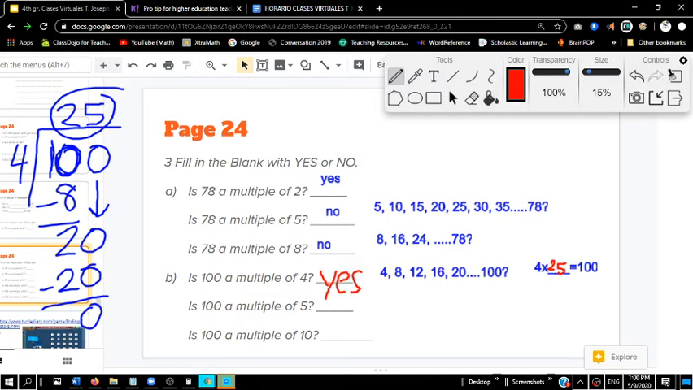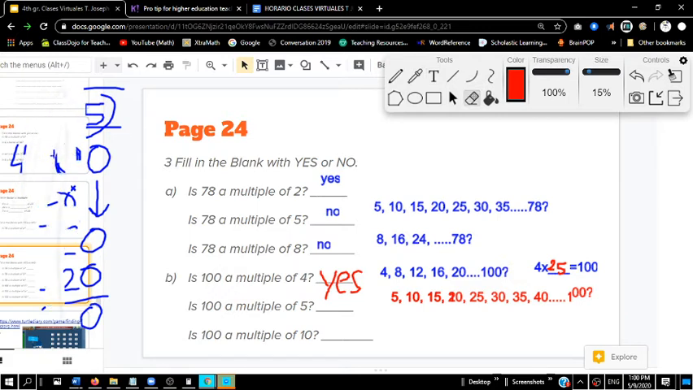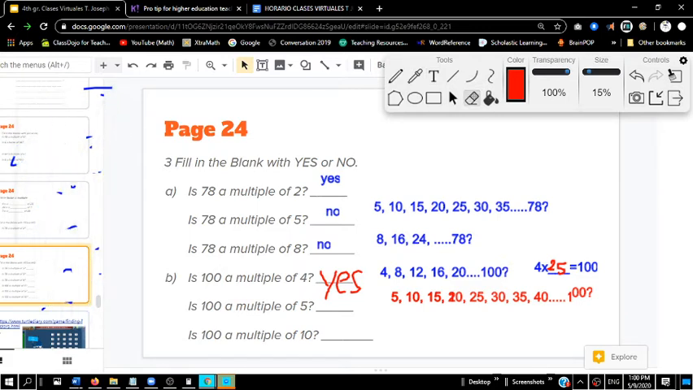Let's try it with 5. If we continue counting by 5, 5, 10, 15, 20, 25, 30, 35, 40. Will we eventually get to 100? Will we get there? Well, we can divide it out again if we really want to try to figure out our problem. We can try that.